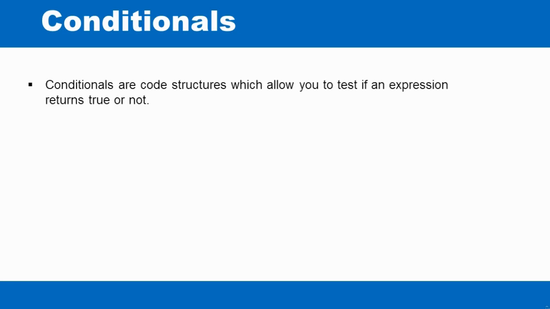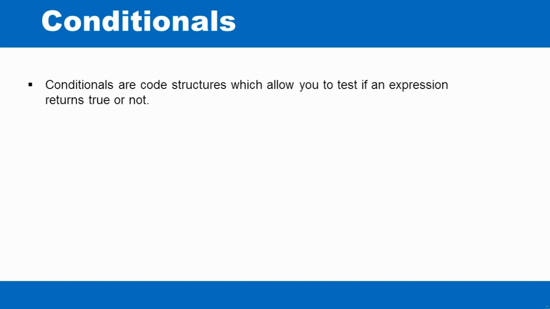Hello and welcome. In this video, I'll be introducing you to conditionals. Conditionals are code structures which allow you to test if an expression or a condition returns true or not. They are used to perform different actions based on different conditions.